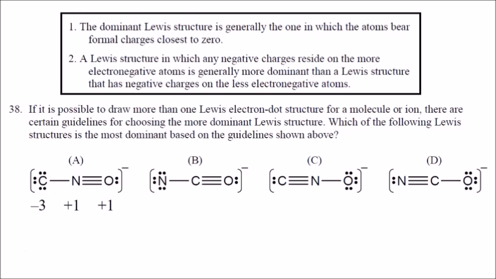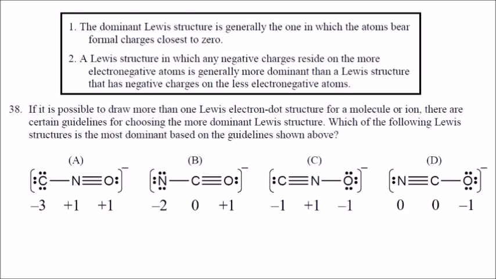If we do the same thing for the other choices, we have for nitrogen, 5 minus 7 is negative 2. Carbon, 4 minus 4, 0. And oxygen, 6 minus 5, positive 1. For choice C, carbon, 4 minus 5, negative 1. Nitrogen, 5 minus 4, positive 1. And oxygen, 6 minus 7, negative 1. And then finally, choice D, nitrogen, 5 minus 5, so 0. Carbon, 4 minus 4, 0. Oxygen, 6 minus 7, negative 1.